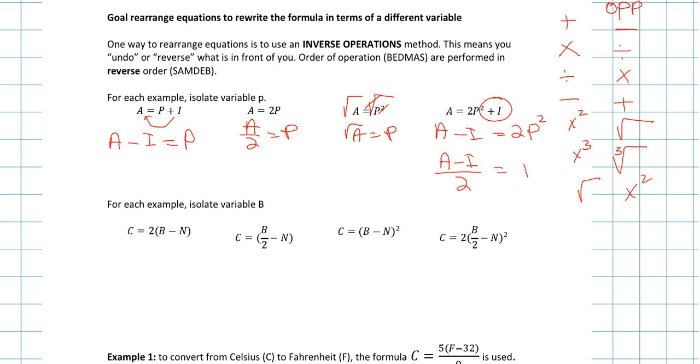Now, to get rid of the square, what do you do? You're going to have to square root. When you square root, make sure that you put the A minus I over 2 all inside the square root, even that division by 2.